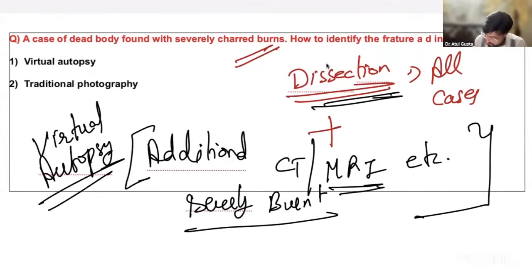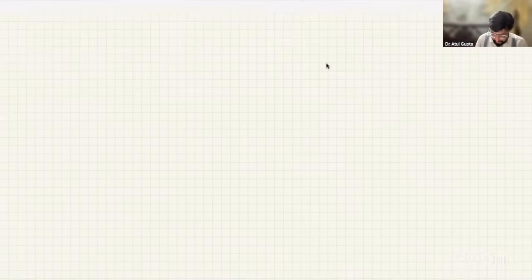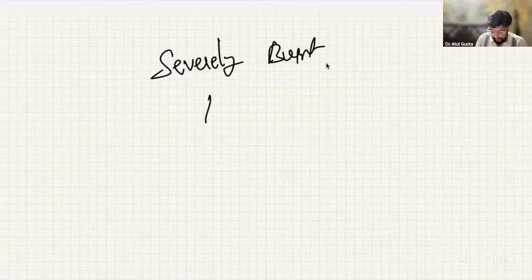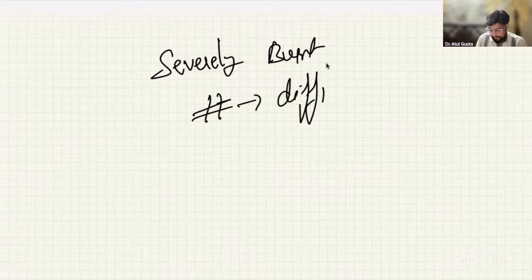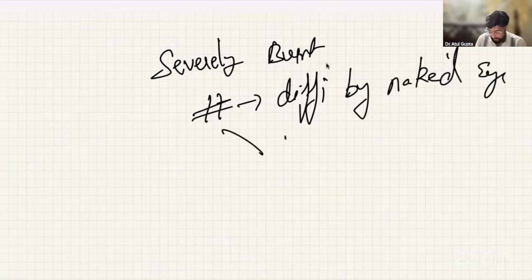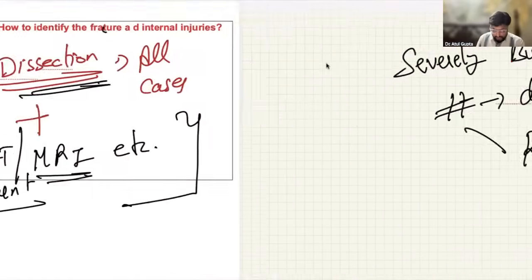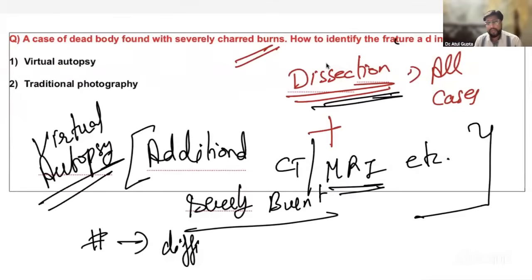If a fracture was also mentioned, in a severely burnt body it is difficult to see a fracture by naked eye. CT scan or radiology will be better. I don't know what other choices were there. Traditional photography is not autopsy, so this cannot be the answer. Virtual autopsy looks like the answer. Photography is not autopsy.